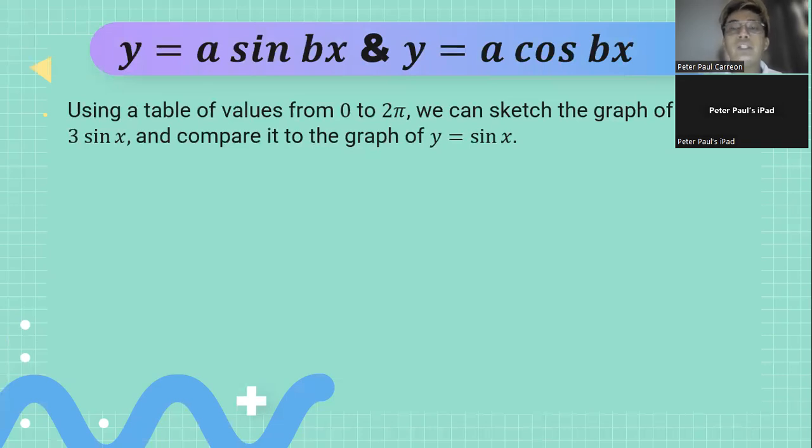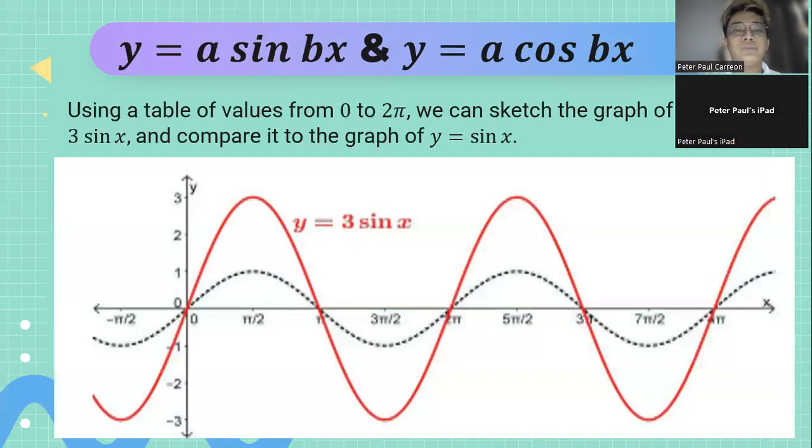Napapansin niyo nagdagdag tayo ng 3 dun sa tabi ng sine x function. So what did you notice on the graph? The original function is y is equal to 3 sine x. Yun yung ating dotted line na graph. Anong napansin niyo dun sa graph? Parang nag-stretch siya, no? Tumaas. Dati, ang range natin ay hanggang 1 lang at -1, which are both our maximum and minimum value.